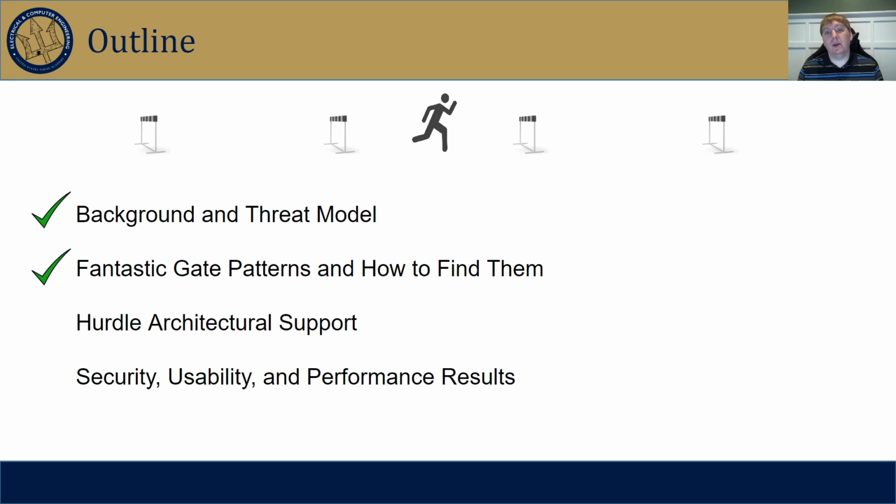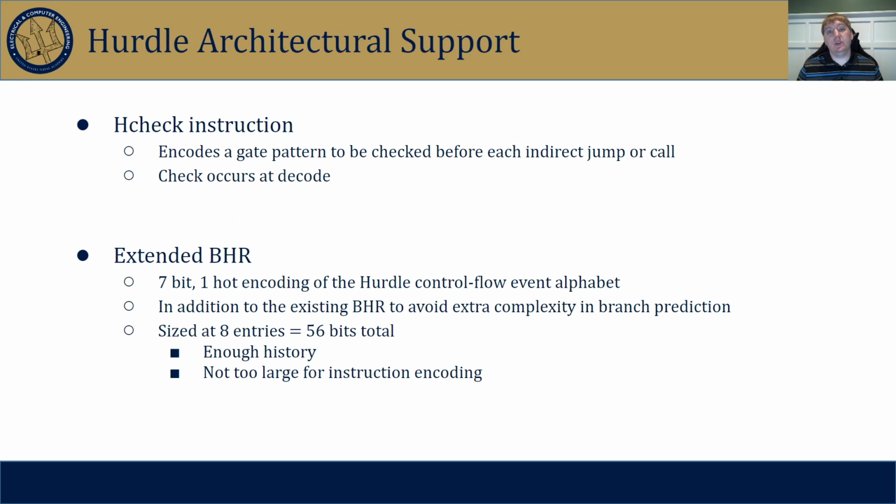Let's look at the small amount of architectural support we need to make Hurdle efficient. So we add two things to the architecture. The first is the hcheck instruction, which encodes the gate pattern to be checked before each indirect jump or call. This encodes the exact pattern that we need and then the opcode for the hcheck. And this operation occurs at decode.